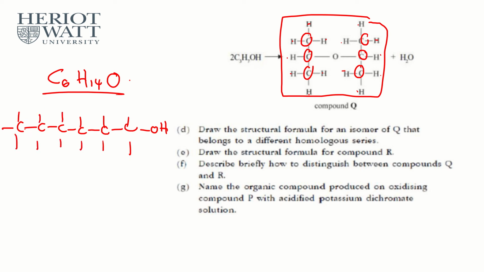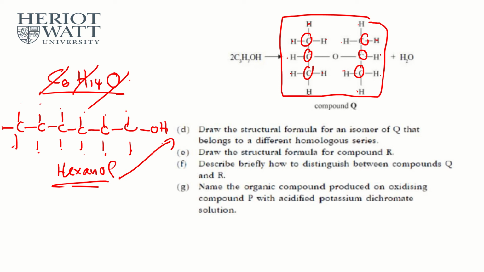Let's count. 1, 2, 3, 4, 5, 6, 6 carbon, yes. 14 hydrogen, 1, 2, 3, 4, 5, 6, 7, 8, 9, 10, 11, 12, 13, 14, yes. And 1 O, done. So it matches, therefore this is hexanol. So this could be the answer for D, an isomer of Q.